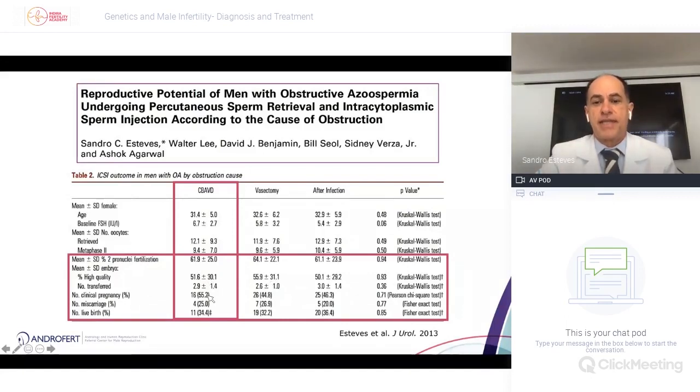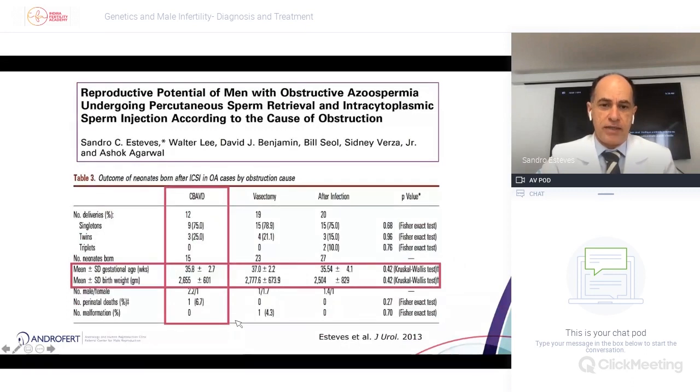The clinical pregnancy rate is about 50%. Miscarriage, as you can see here, is 25% in our cohort, and then 35% live birth per transfer in cases of CBAVD, which is quite comparable with vasectomy and post-infection. Obviously, these live birth results are influenced by the female age, but in our patient population, in which the female age is above 36, 37 years old, these are good results we have been achieving with these genetic conditions.